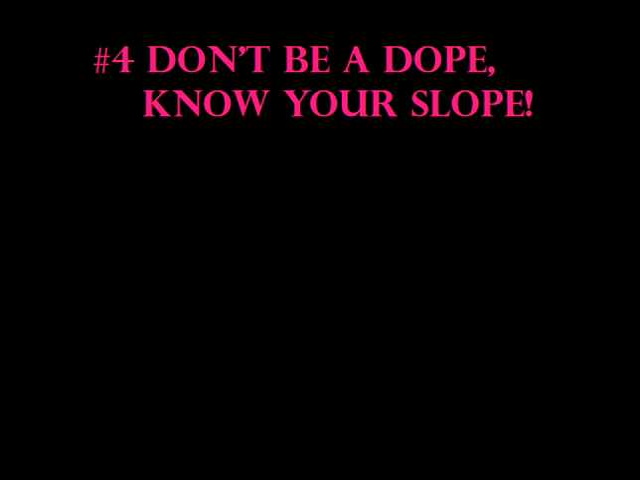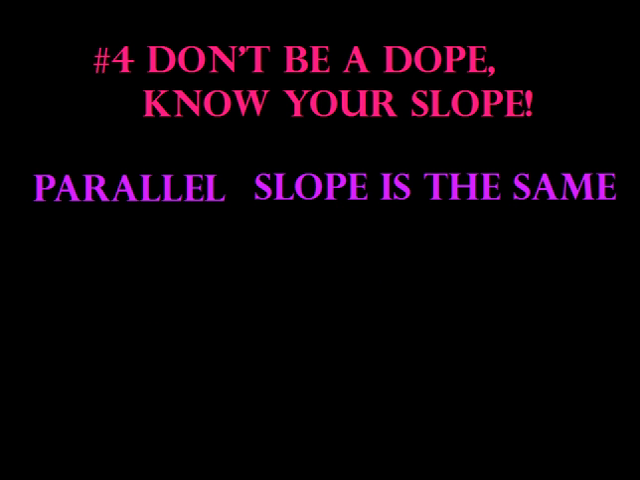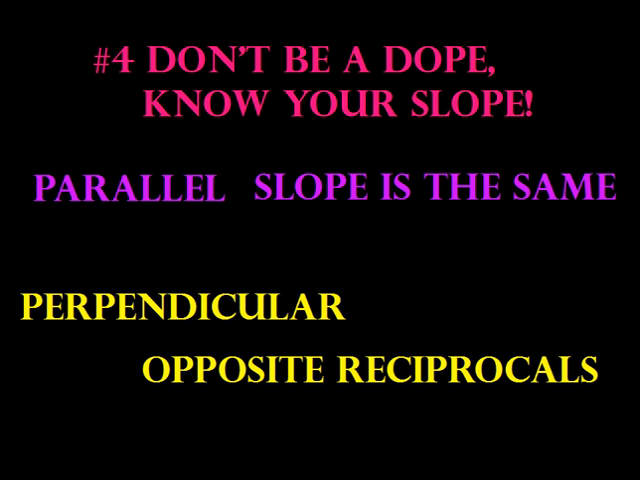Number 4, don't be a dope, know your slope. For slope, we need to know that parallel lines have the same slope. We need to know that perpendicular lines have opposite reciprocal slopes. So for example, if I have a slope that is 2, and I ask you what is the slope parallel to that, that slope would be 2. The slope that is opposite reciprocal of that, or perpendicular, would be -1/2. That is what you need to know for slope.